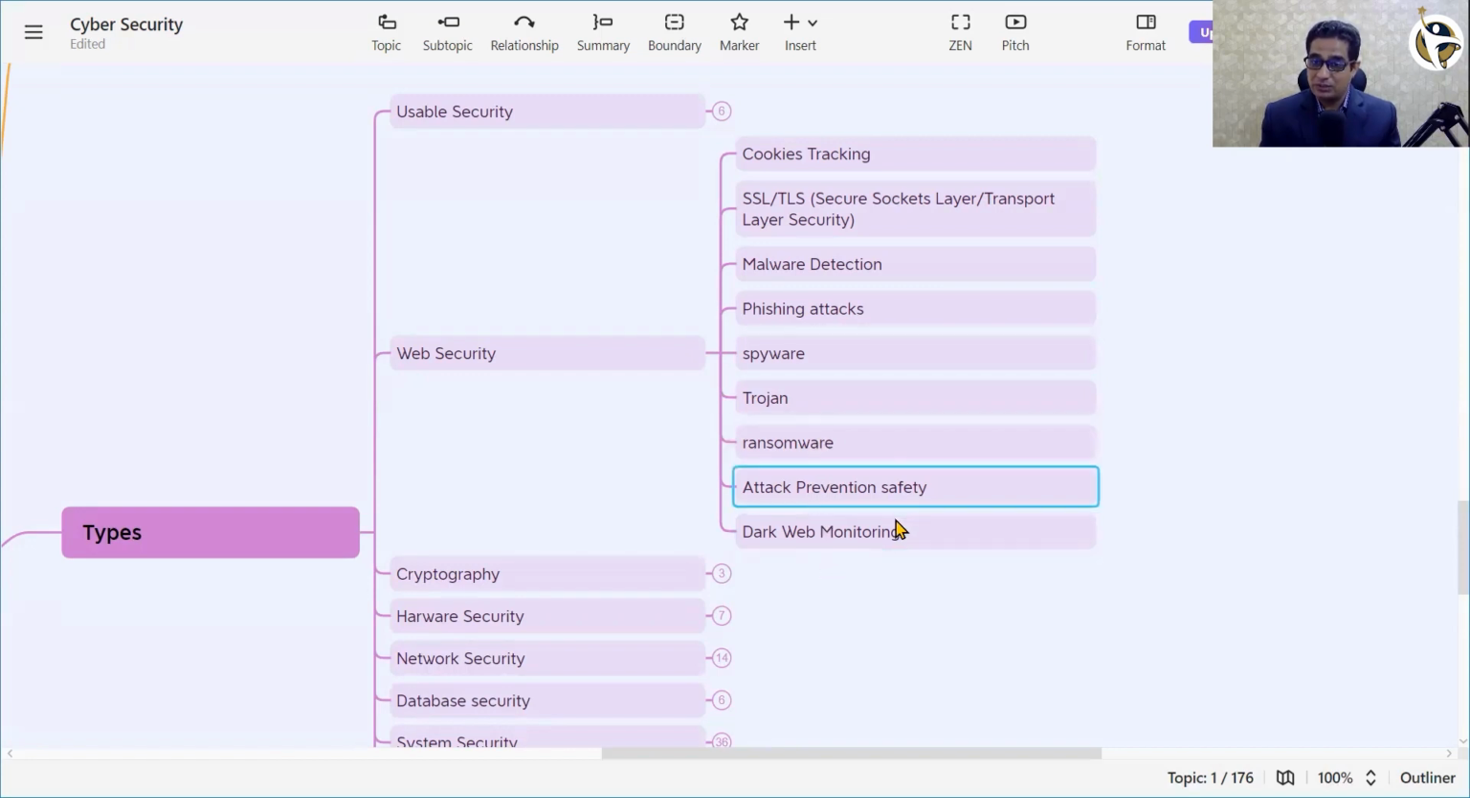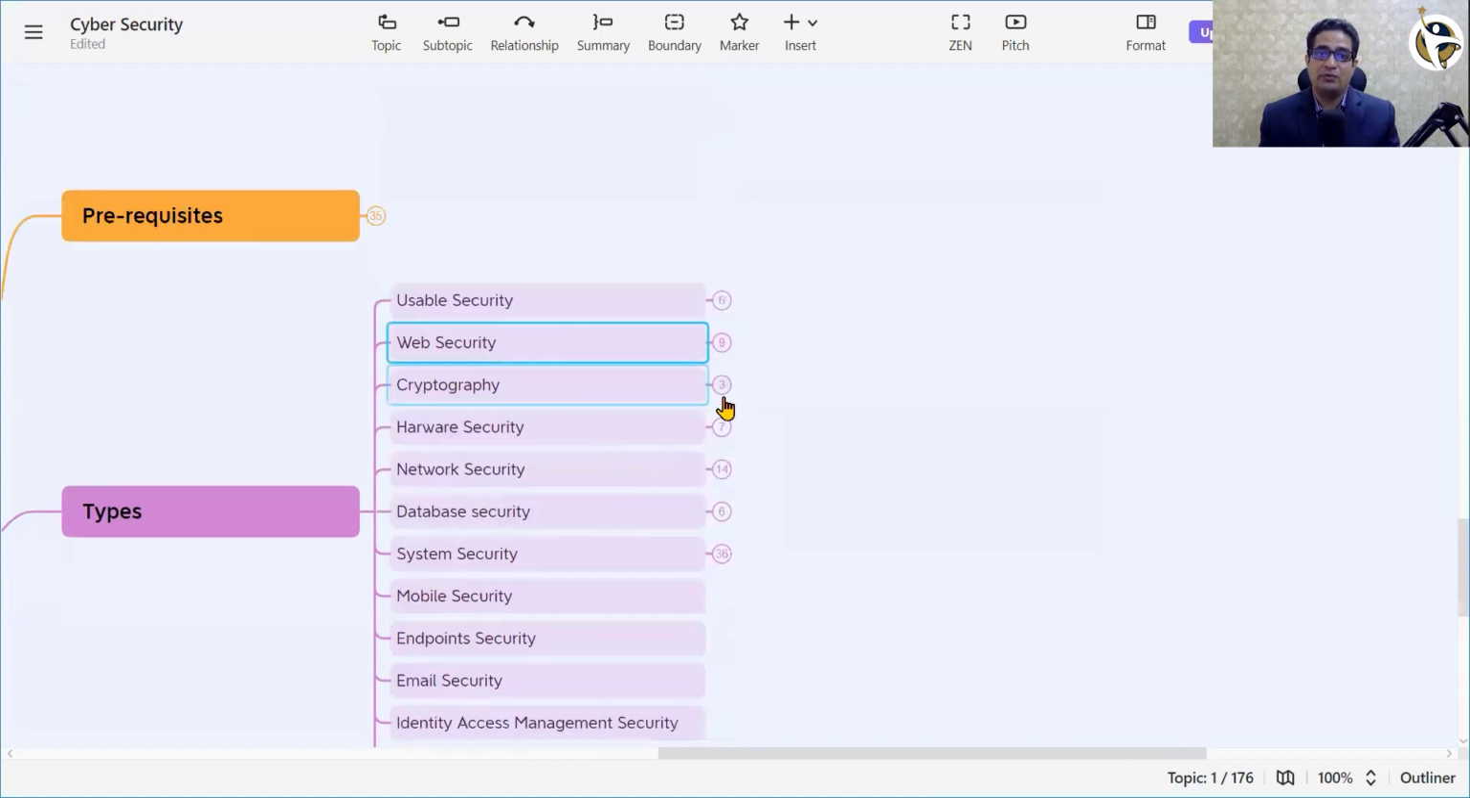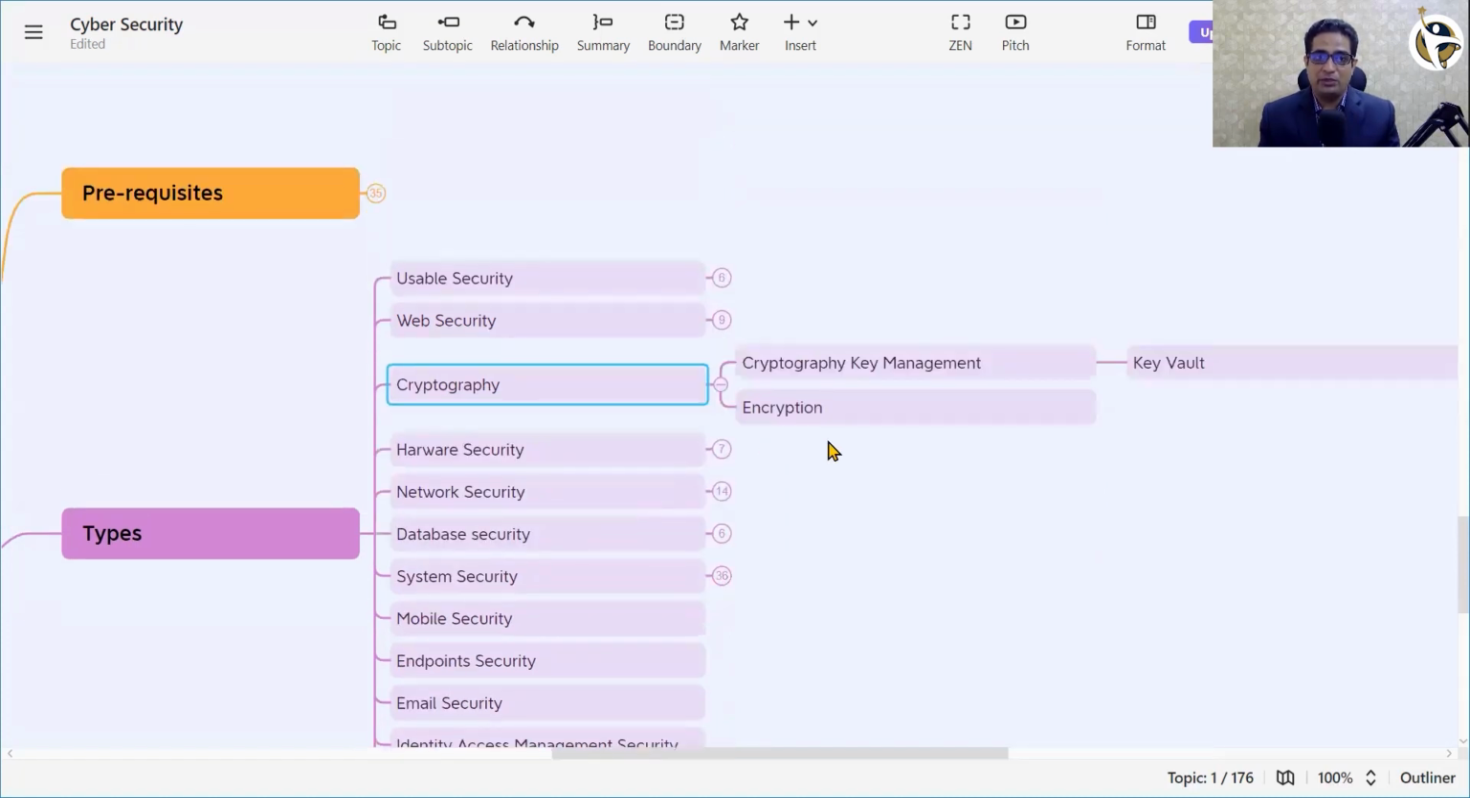then attack prevention safety. If any attack happens, it is a critical situation, but it is good to stop that attack. Another thing is dark web monitoring, which is very important in the case of web security. Now coming to the next part, which is cryptography and its encryption.